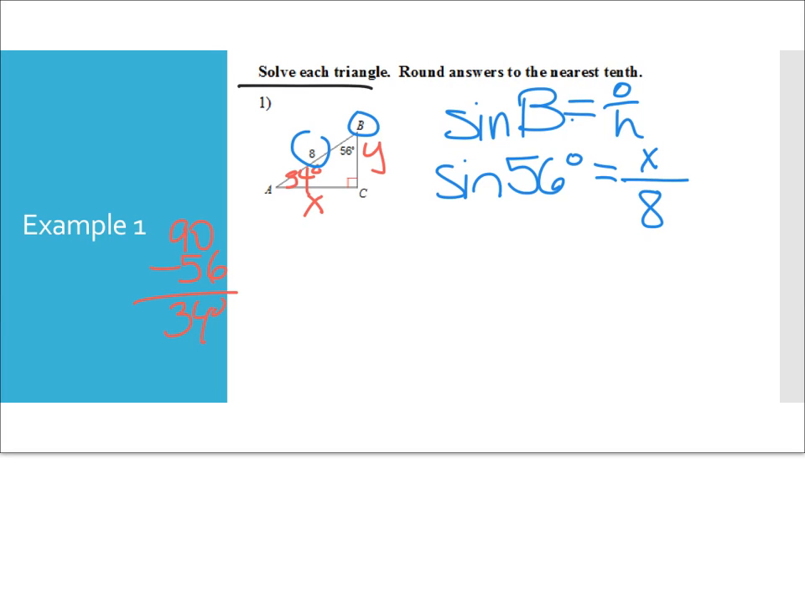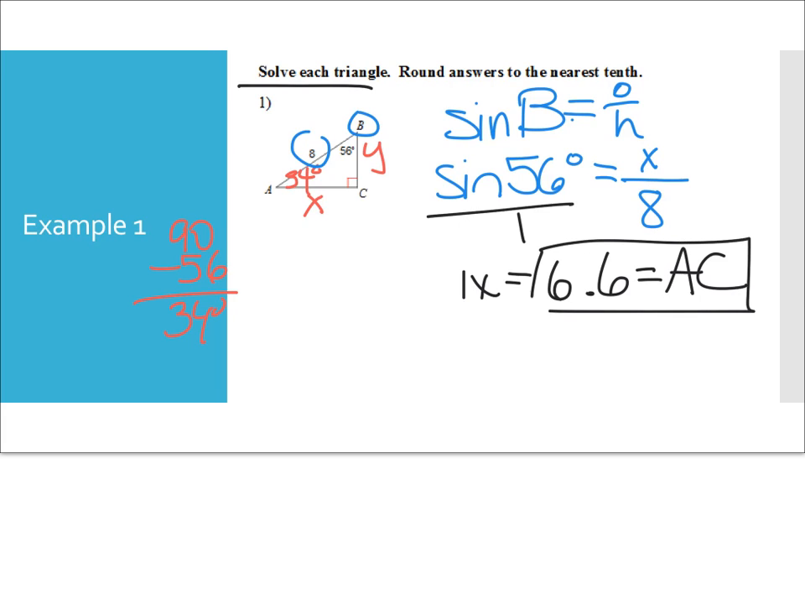Set it up as a proportion like you've learned when you're missing a side, and you'll have 1x equals 8 times the sine of 56, and that should turn out to be 6.6. So we just found length AC, because that's what X stood for. Now let's go from there. My picture's so small I'm not going to try to write that on there, but we have 8, we have 6.6, and we need a third side, and we'll have everything we need.